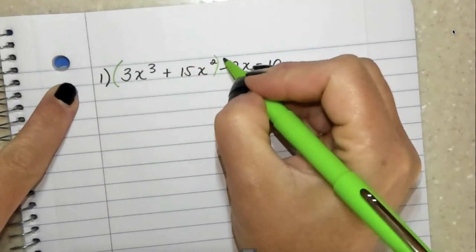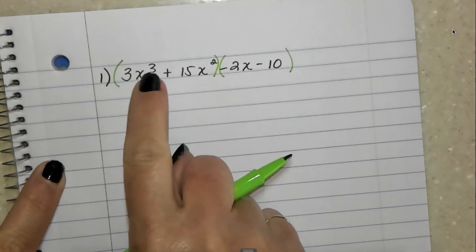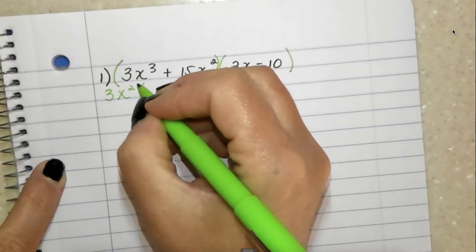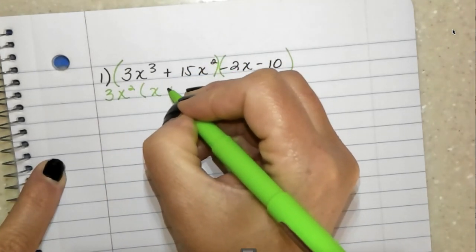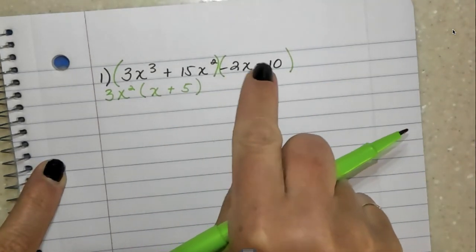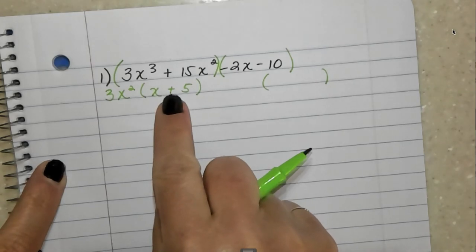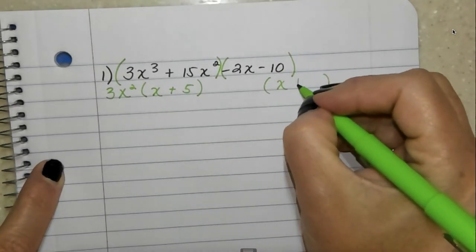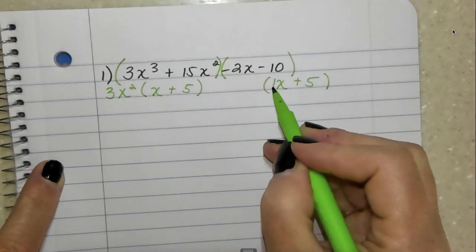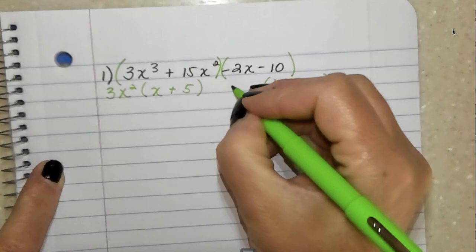These guys go together, and these guys go together. Okay, what can come out here? You could divide out a 3 and an x squared. That would leave behind an x and a plus 5. Now, remember, whatever I take out of here, we want this set of parentheses to match this. So we want it to say x plus 5. What can you take out of this to leave behind a positive 1x and a positive 5? You'd have to take out a negative 2.